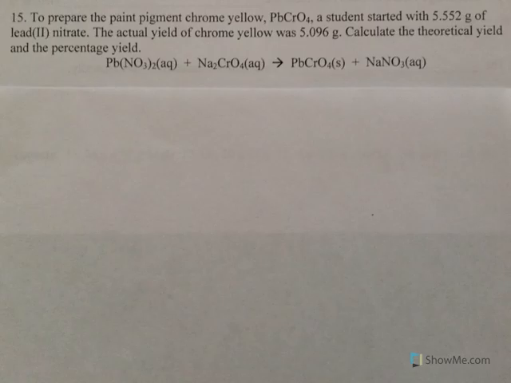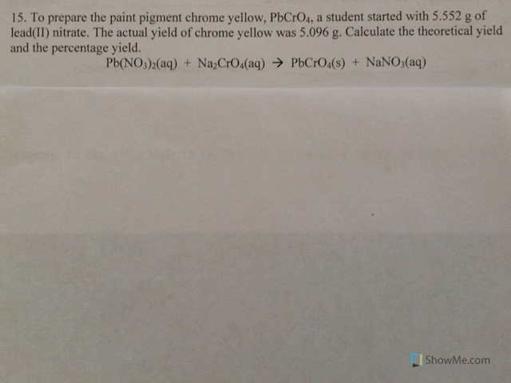The next problem that was asked to be shown the solution to is number 15. So 15 says to prepare the paint pigment chrome yellow, which is PbCrO4, a student started with 5.552 grams of lead(II) nitrate. The actual yield of chrome yellow was 5.096 grams. Calculate the theoretical yield and the percentage yield.